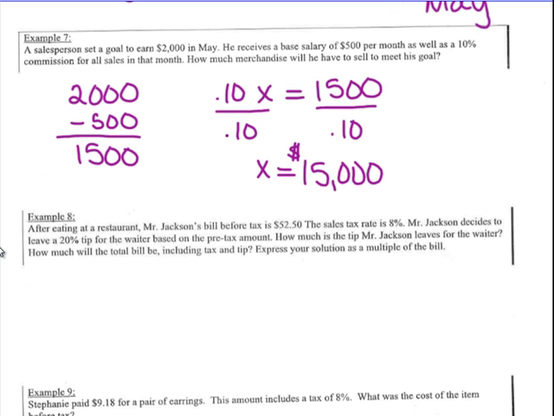So he has to sell $15,000 worth of merchandise. Maybe it's washers and dryers or refrigerators. Maybe he works at a place where they sell appliances, or he sells stereo equipment. He has to sell $15,000 worth of merchandise in order to earn $1,500 in commissions plus $500 that he earns for salary anyways.